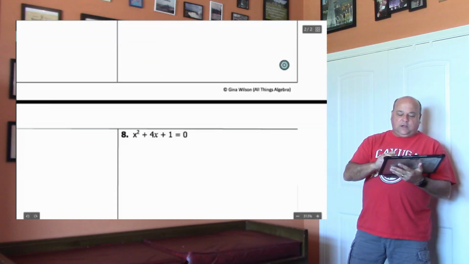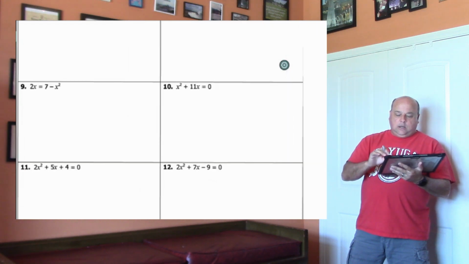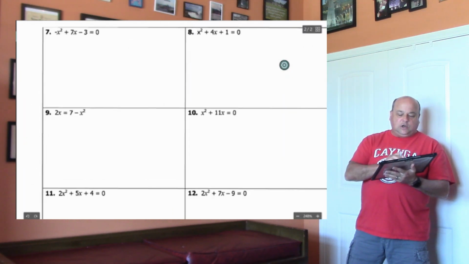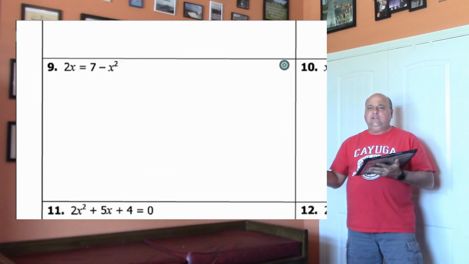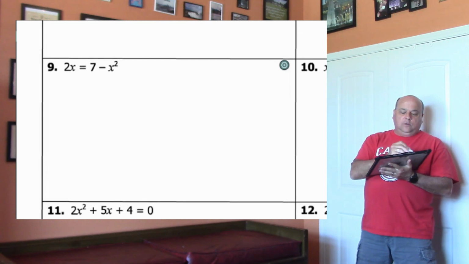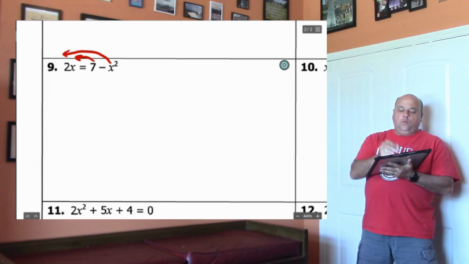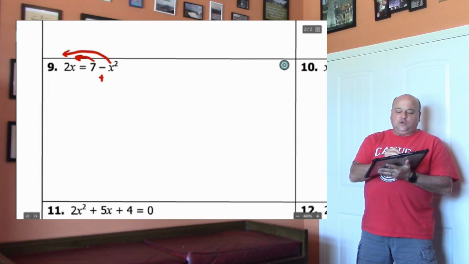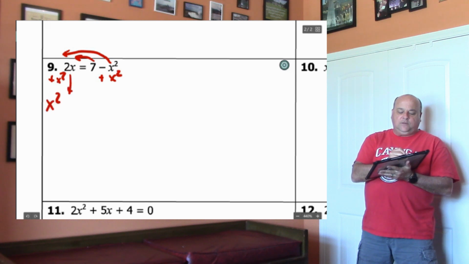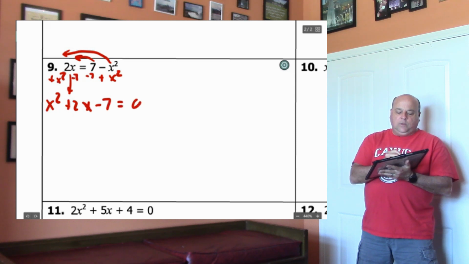Let's go and do one that you've got to change. Where's another one you've got to change? Let's go to number 9. Okay, so at number 9, we've got to move all this over, okay? So we're going to move the x squared across and the 7 across. When you do that, the signs will flip. So if I were to put plus x squared and plus x squared, I would have x squared, the 2x drops, and then the 7 is going to get its sign changed, right? So I would get this.